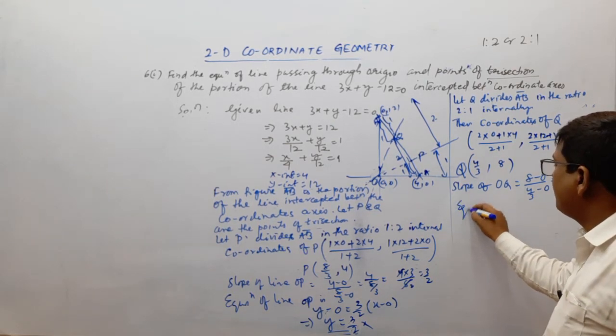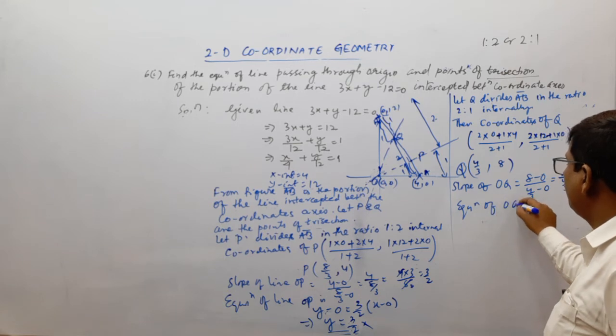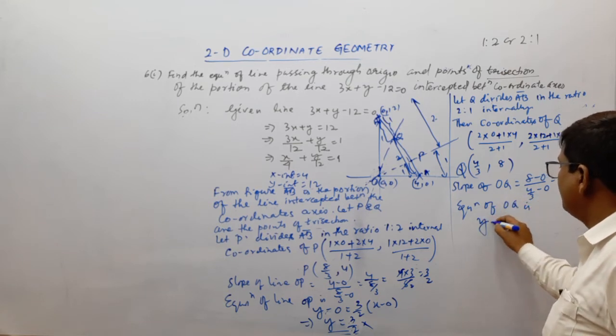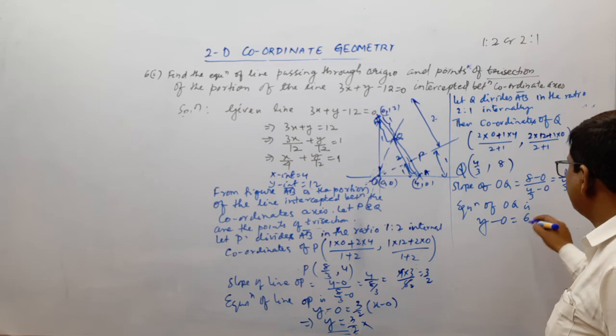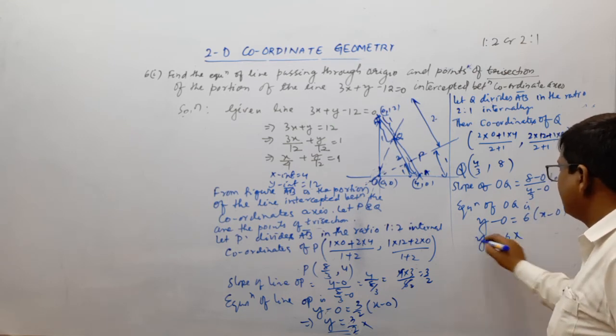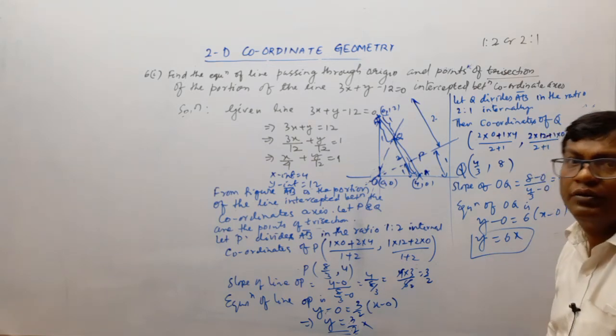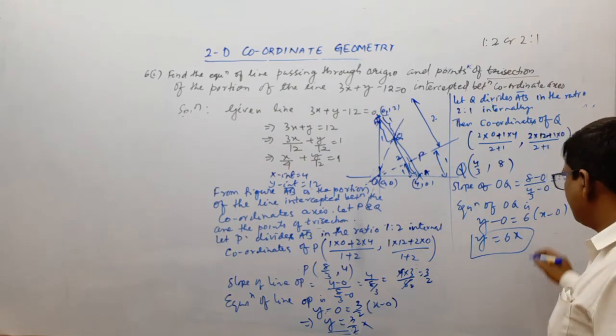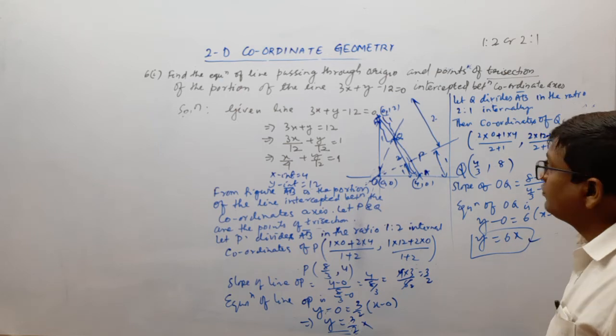Now equation of OQ is y minus 0 equals slope 6 into x minus 0. So y is equal to 6x, the equation of OQ.